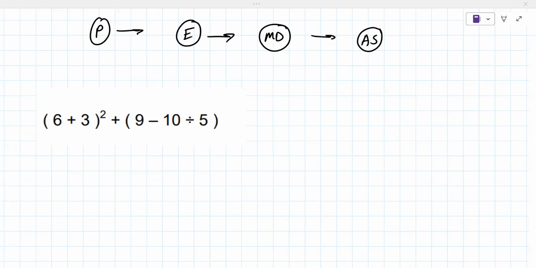89. Would the answer be 89? Okay, so let's take a look here. So 6 plus 3 is 9. 9 squared is 81. And we got 9 minus 10 divided by 5. So you got to divide first. That's 2. 9 minus 2 is 7.